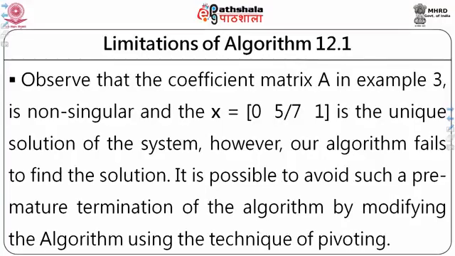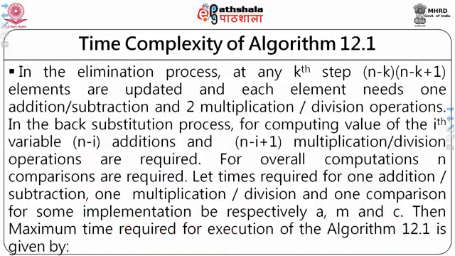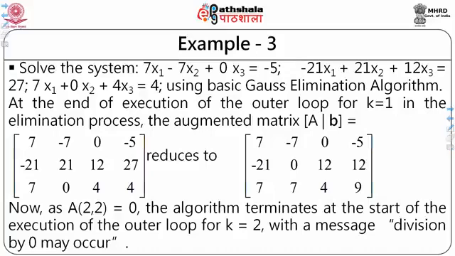So, what are the limitations of algorithm 12.1? Observe that the coefficient matrix A in example 3 is non-singular, and x equals (0, 5/7, 1) is the unique solution of the system. See, which was example 3? You can look at that. This was example 3.